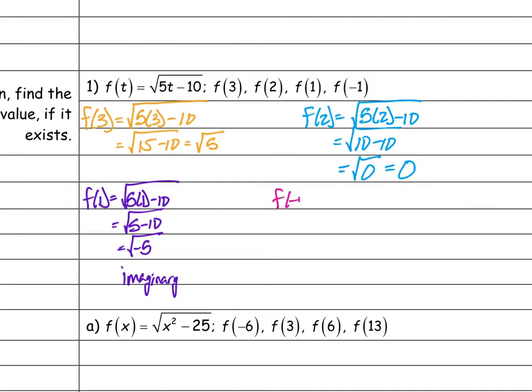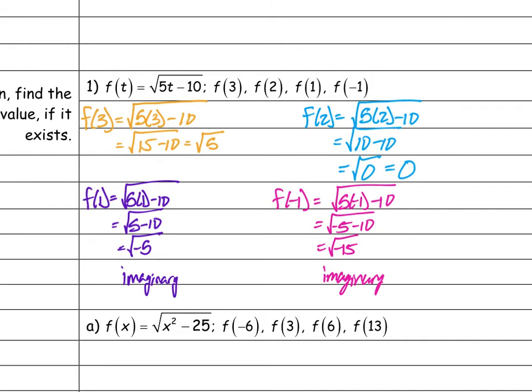And then f of negative 1 is going to be the square root of 5 times negative 1 minus 10, which is negative 5 minus 10, which is the square root of negative 15, which is another imaginary number, okay?